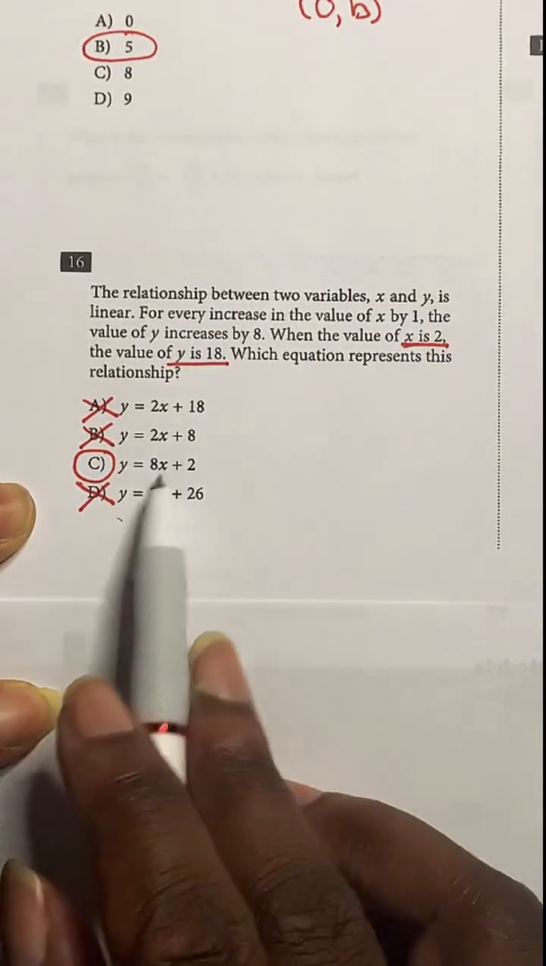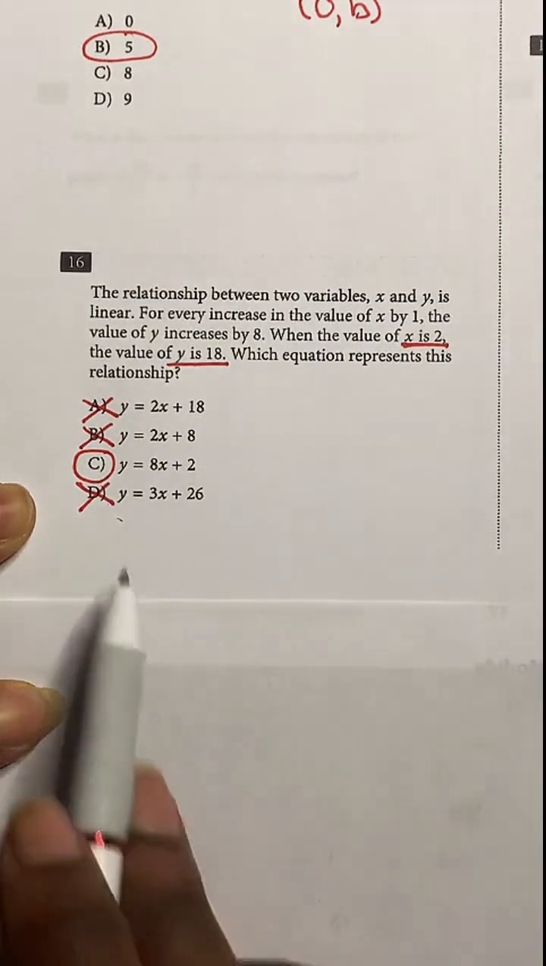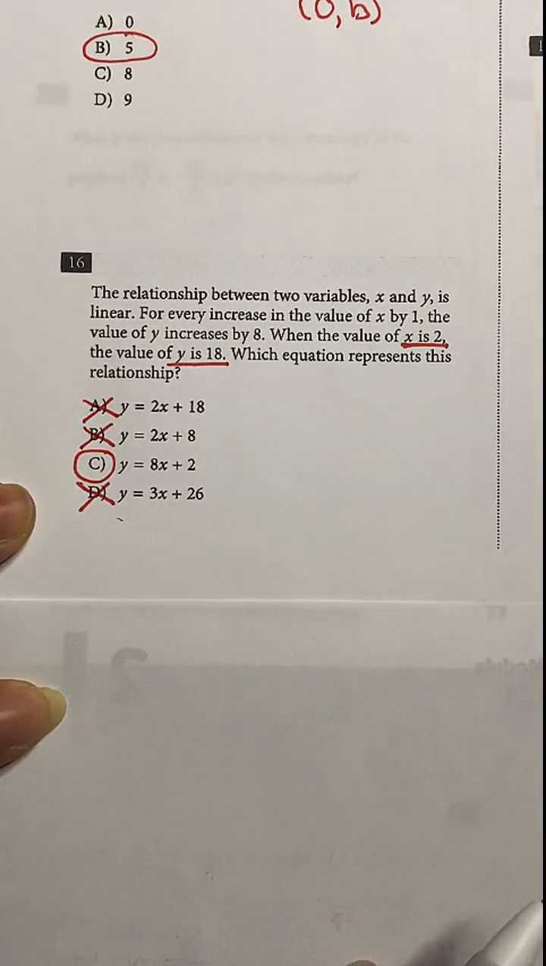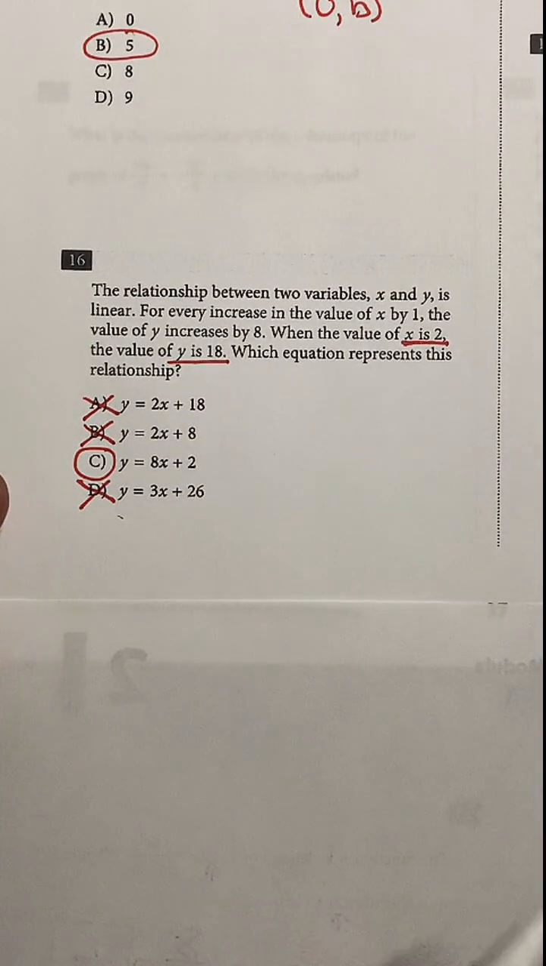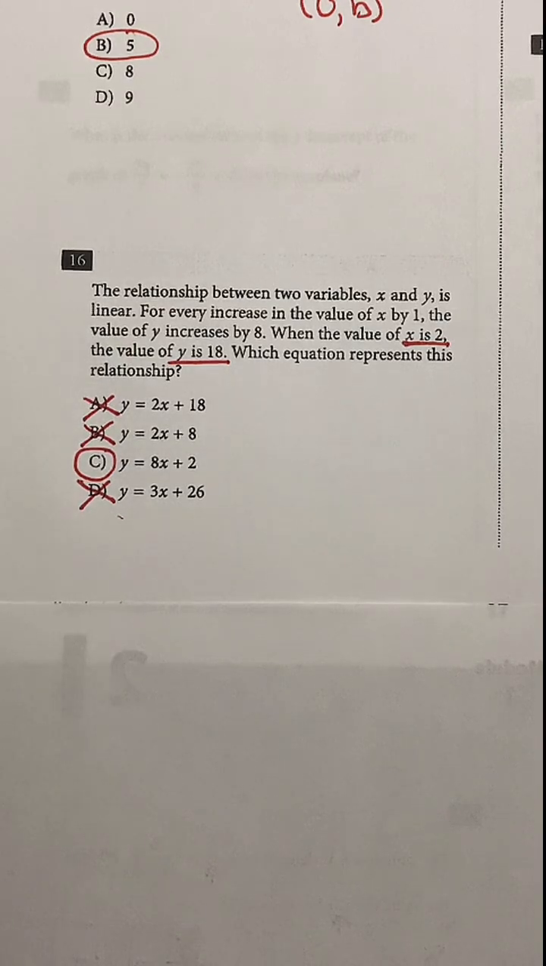Because if I do 2 times 8, that gives me 16, plus 2 will give me my 18. My answer is C. There you go. Yes. Okay, so we're not looking for the constant to equal 18. We're looking for what will give my Y values to equal 18. All right.